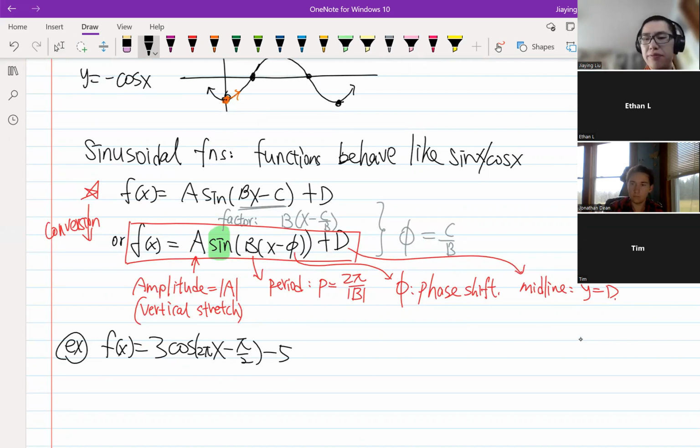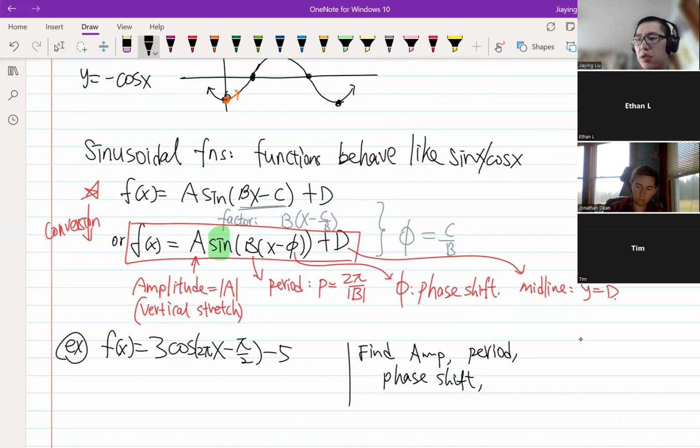So find the amplitude, period, phase shift, and vertical shift.